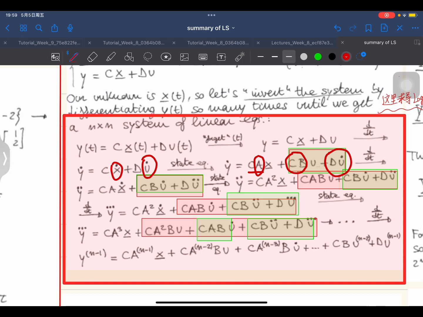Next we do the Y double dot, using Y dot. So CAS dot, which I have talked about before. The coefficient of the S variable would be A, so CA squared S. For U, the coefficient now would include A, so we take CBA. Next, for U dot we keep CBU dot plus DU dot together, for Y double dot. As before, we can get this formula.